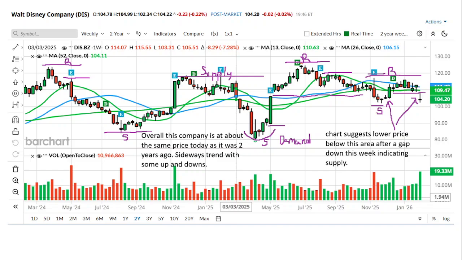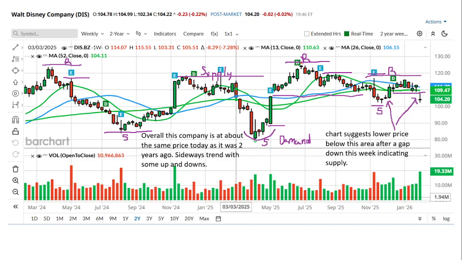But overall, this company is at about the same price, slightly lower today as it was 2 years ago. A sideways trend with some ups and downs during that time, right? So we had resistance, downtrend, support, then an uptrend. Then we had more supply and resistance here, downtrend. Then we had support and demand, and then we moved back up to this resistance area, and then supply came in again, and now that's where we're at.